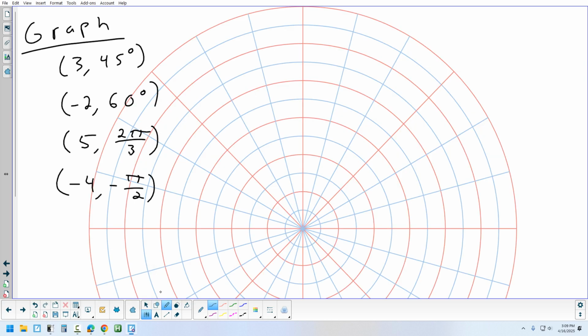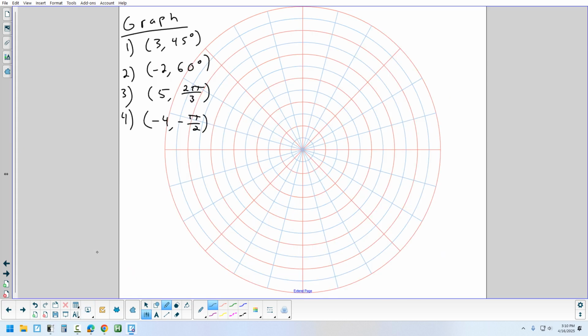All right, so the next question we're going to look at is graphing in polar. So we're going to graph these 4 points. We've got some in radians, some in degrees, some positive, and some that are negative. So let's start with the first one. That's a positive, positive.